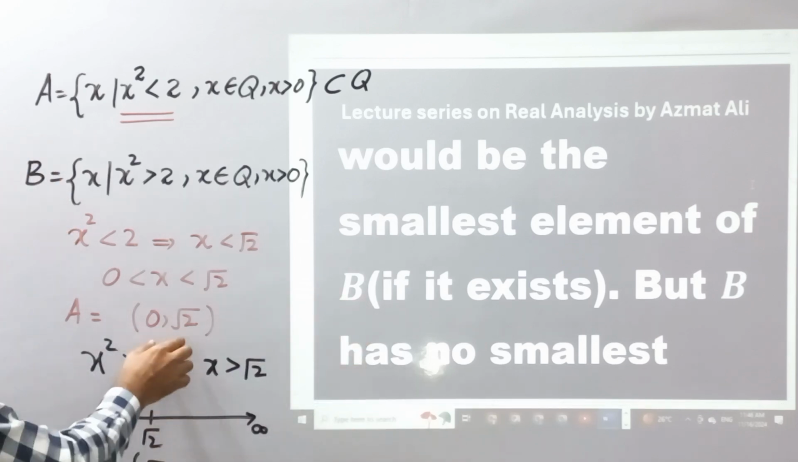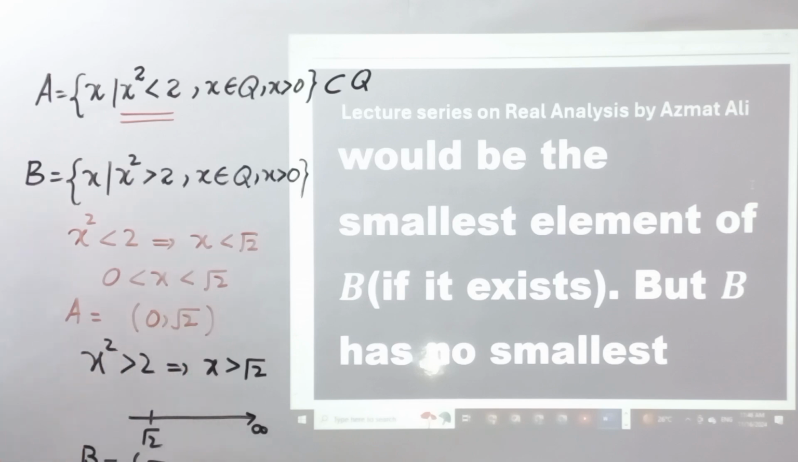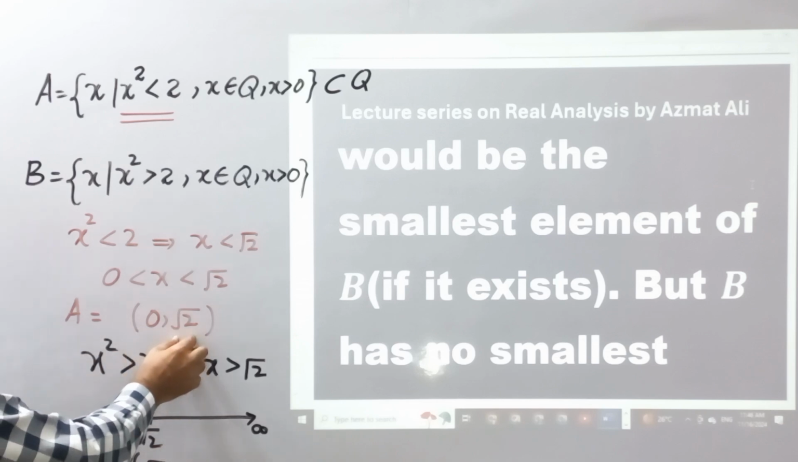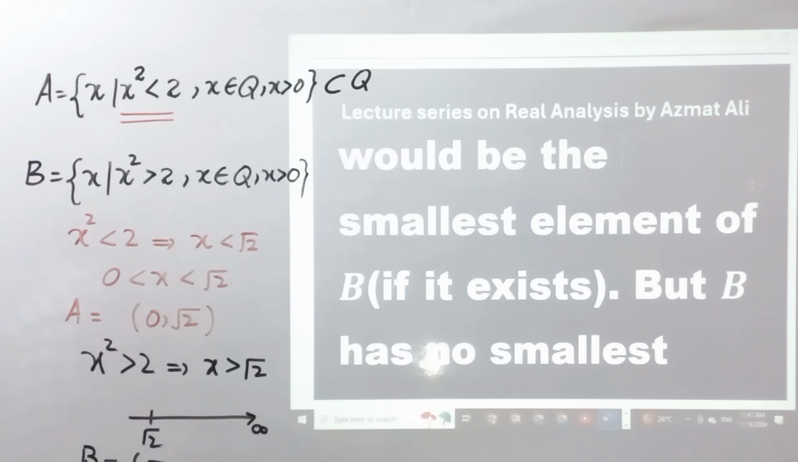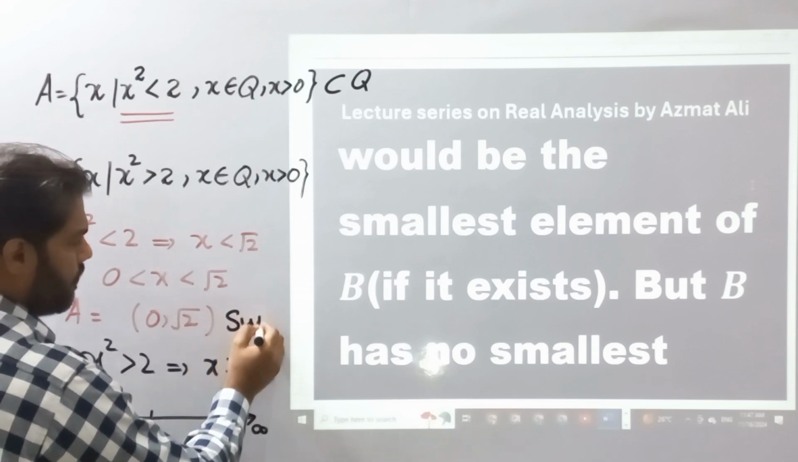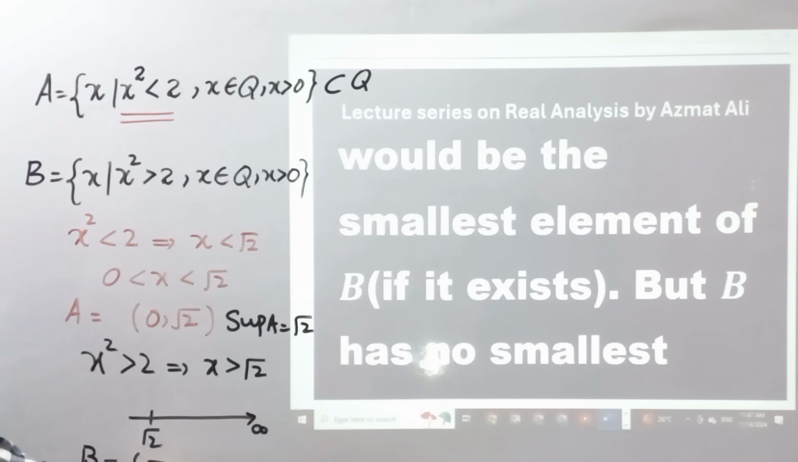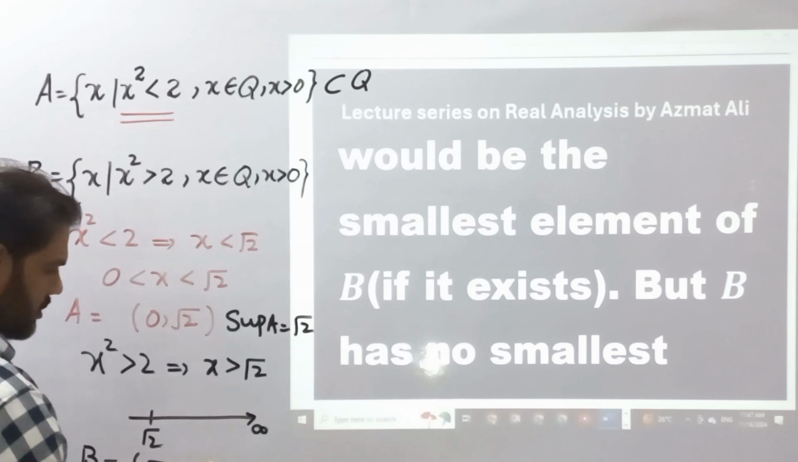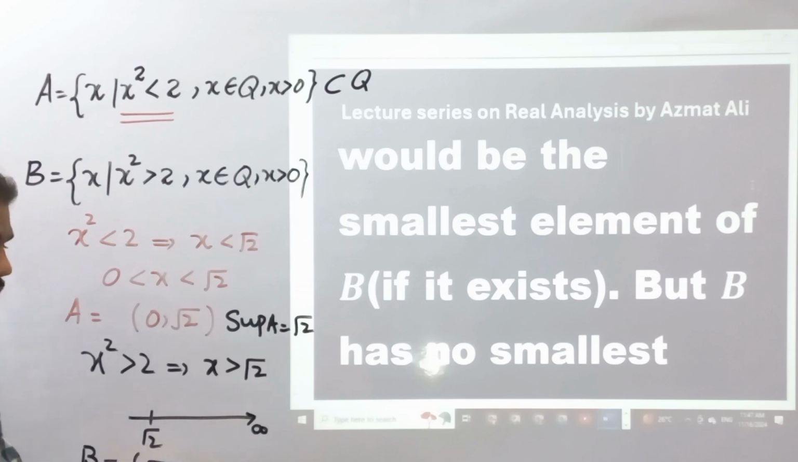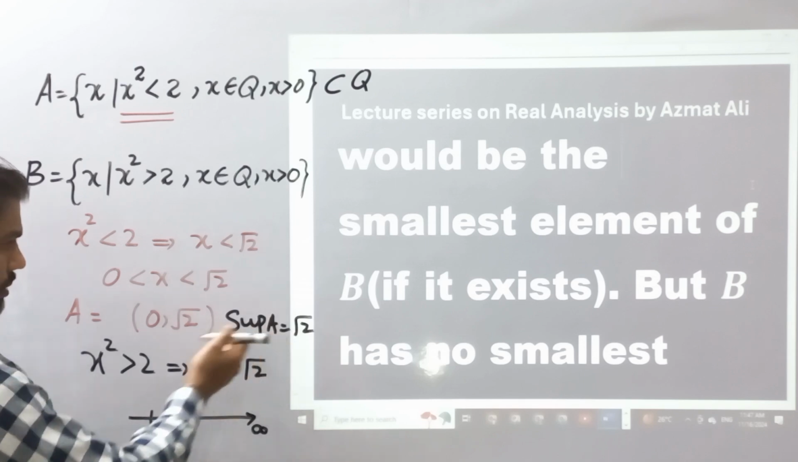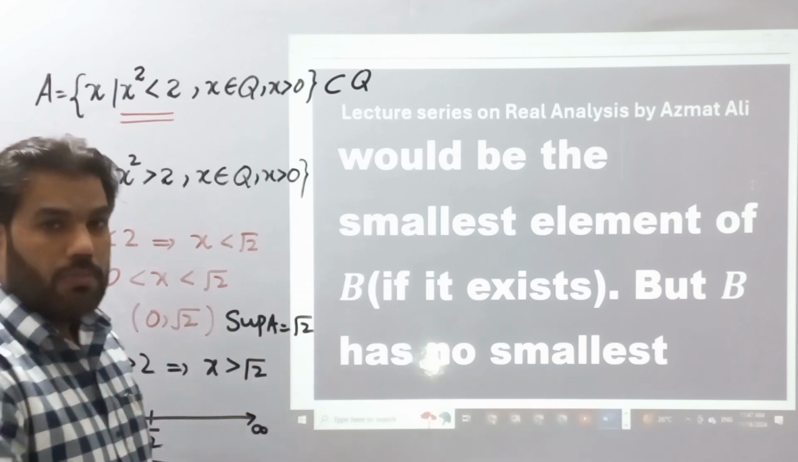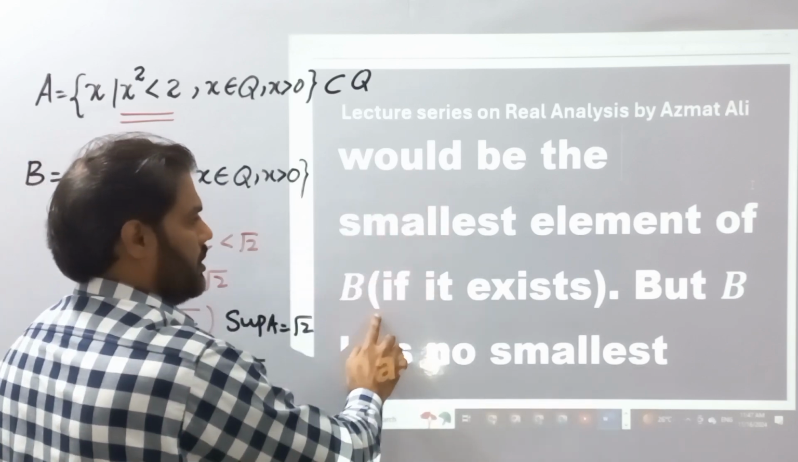If I ask what is the supremum of A, you will say that the supremum of A will be square root 2 if it exists. Now this supremum of A, if it exists, is actually the smallest element of the set B. What is the smallest element of B? The smallest element of B is square root 2. That is actually the supremum of A. So the supremum of A would be the smallest element of B if it exists.